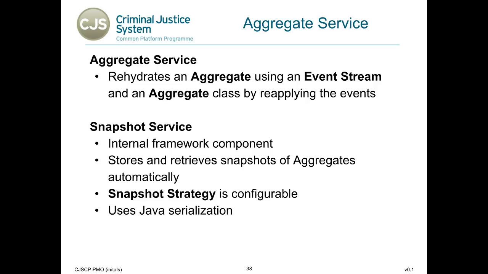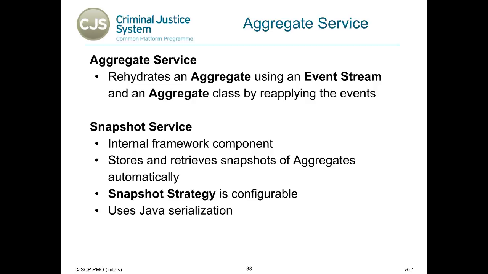And that is what the aggregate service does. It takes an event stream, you tell it what aggregate class you want to rehydrate, and it will run through the event stream and reapply all of the events in the event stream to the aggregate, bringing it back into the state that it was in after the last event that was in the event stream. And that gives you back an aggregate that you can then call new business methods on to decide whether or not to apply new commands.